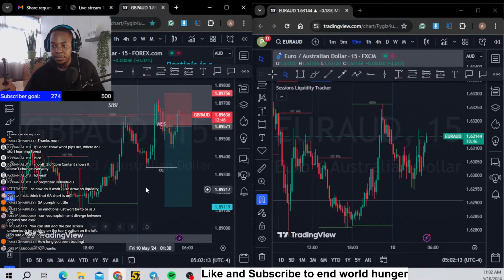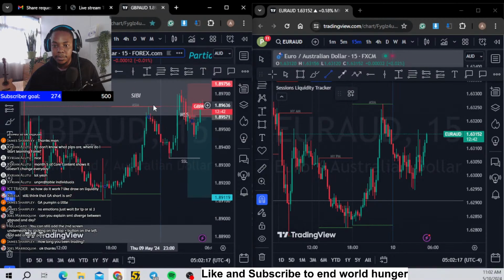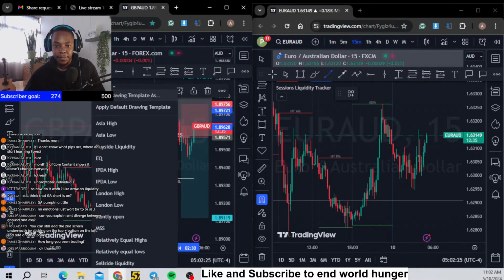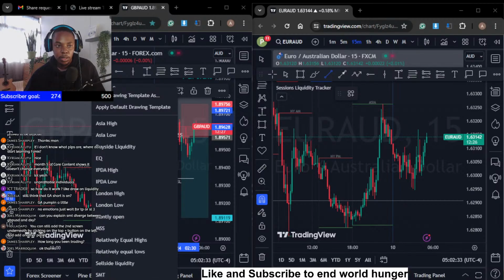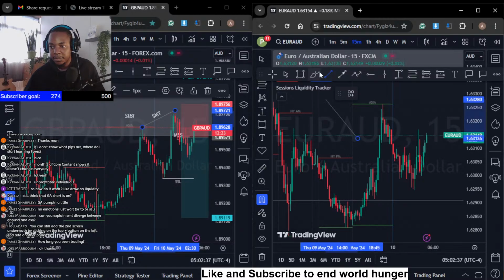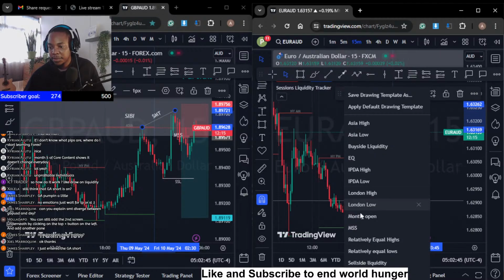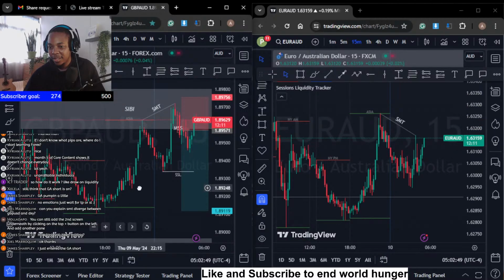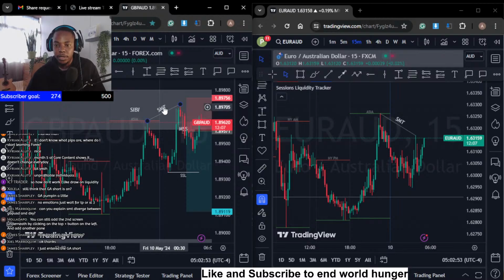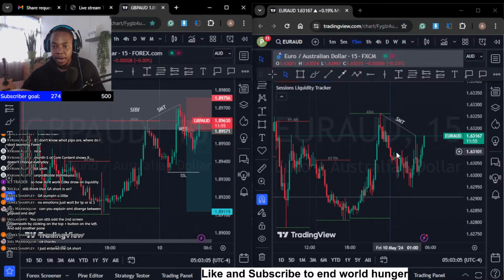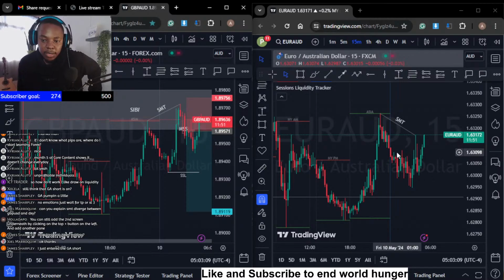So we do have that SMT too. Let me just point it out. There's that SMT there, and then we have this SMT here. That's the SMT divergence on these two pairs. GBP AUD took out the high, Euro AUD failed to take out that high, which means GBP AUD right now is stronger as compared to the Euro AUD. Euro AUD is the weaker one in this case.